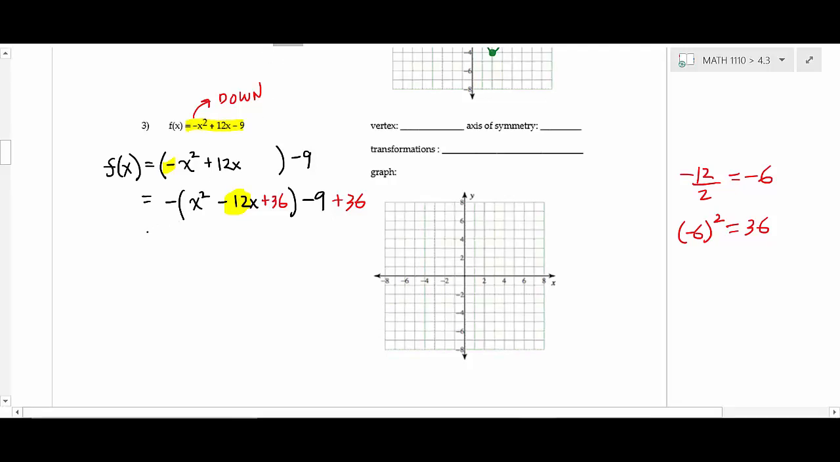Now what's going to happen is you're going to factor this, and this is going to factor as x minus 6 times x minus 6. Okay, and then this is going to be, what's that, +27? Yeah, +27. So you would write this then as negative x minus 6 to the second +27 like that. Okay, are you with me?